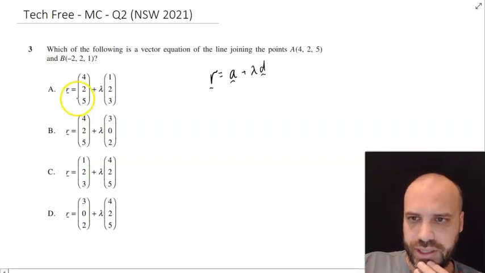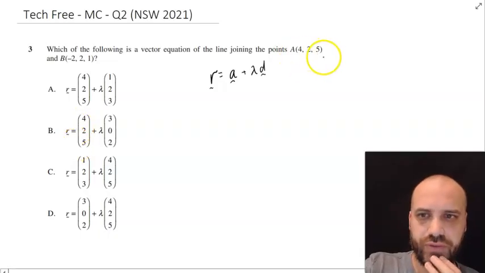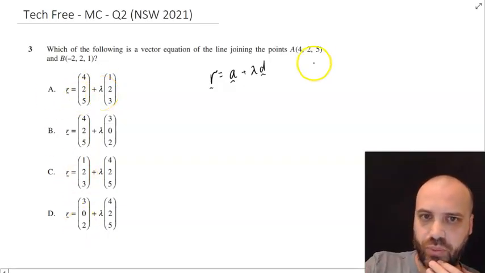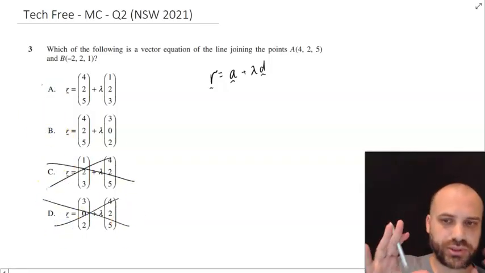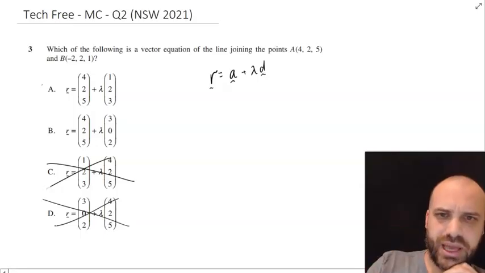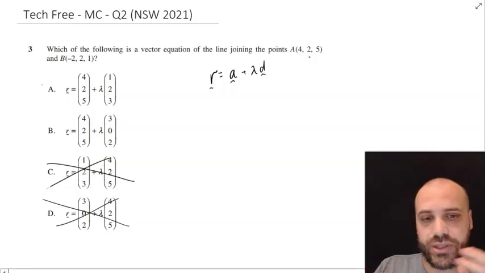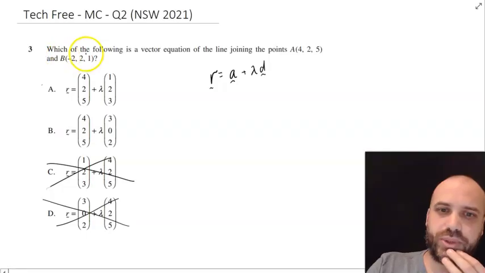So, which one of these has a as a starting point? All right, so we can choose (4, 2, 5) as a starting point, or (-2, 2, 1) as a starting point. The only ones that have one of those as their starting point is this one and this one. So it's one of those two. So let's get rid of C and D. It's possible that it is C and D because maybe they're using some other third point that lies on the line as their starting point. But it's probably a good idea to be able to say, well, it's probably one of the points that they've started with.